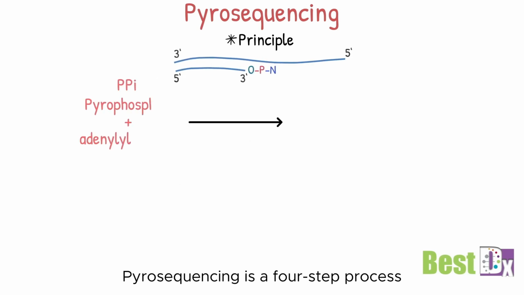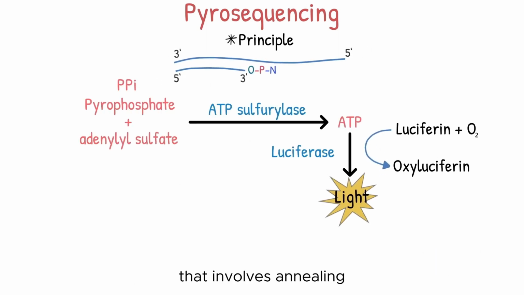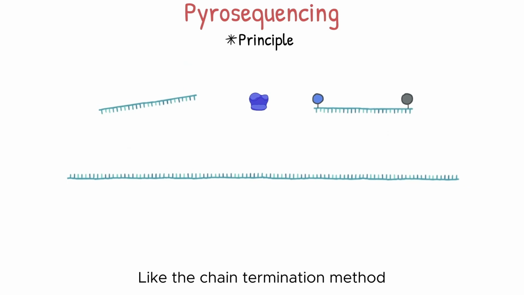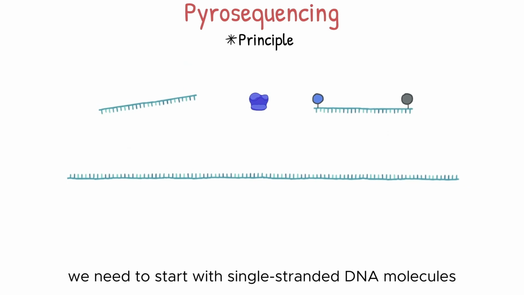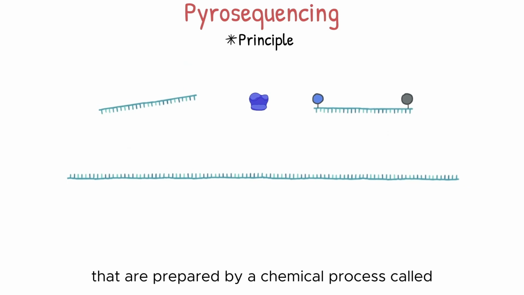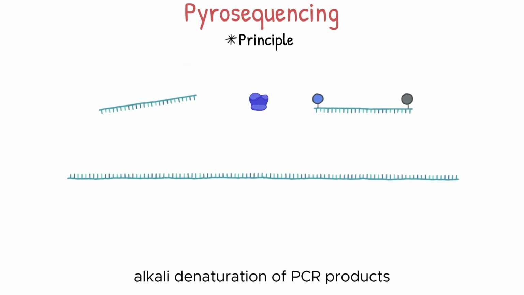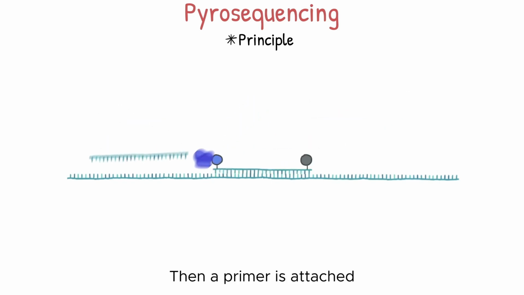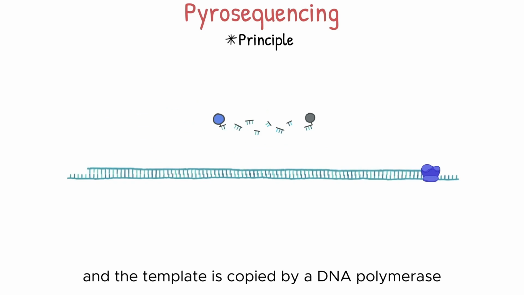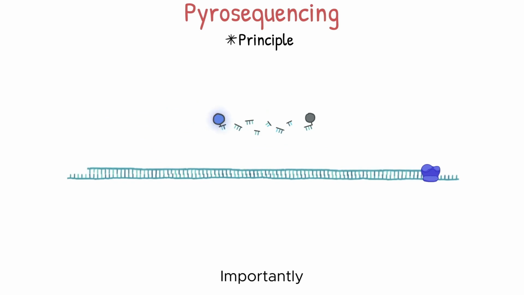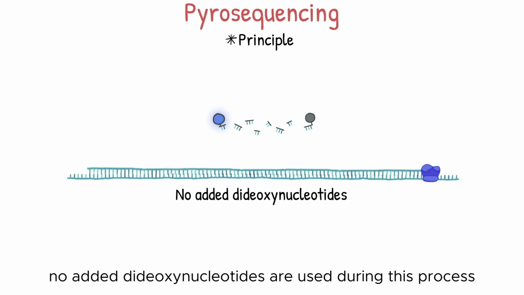Pyrosequencing is a four-step process that involves annealing, nucleotide incorporation, signal generation, and neutralization. Like the chain termination method, we need to start with single-stranded DNA molecules that are prepared by a chemical process called alkali denaturation of PCR products or recombinant plasmid molecules. Then, a primer is attached, and the template is copied by a DNA polymerase. Importantly, no added dideoxynucleotides are used during this process.